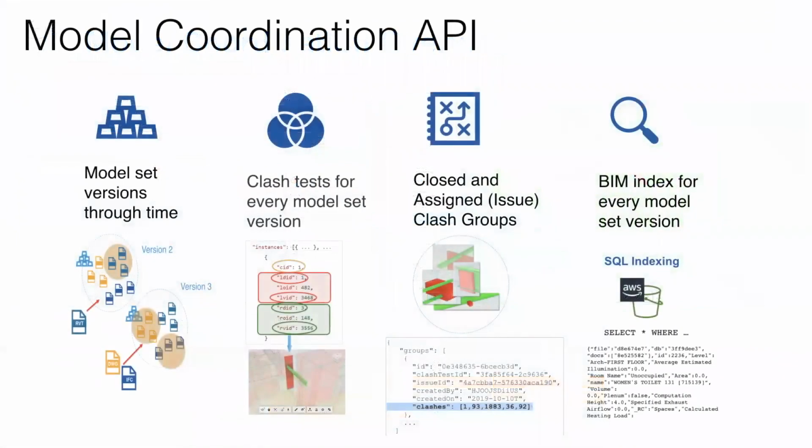Now, about the API. The API provides a couple of categories of functionalities. First of all is the model set. A model set corresponds to a coordination space in the UI. The second one is the clash test, providing the clash data. The third one is to manage clash issues and clash groups. The last one is providing the property index of the model.